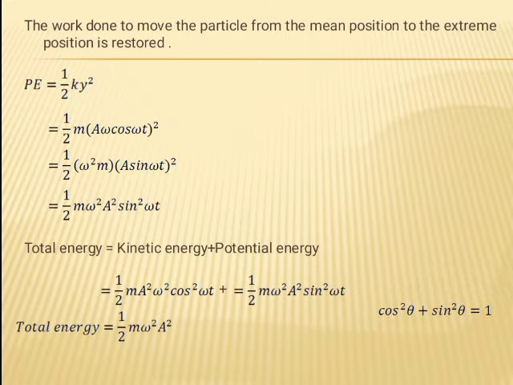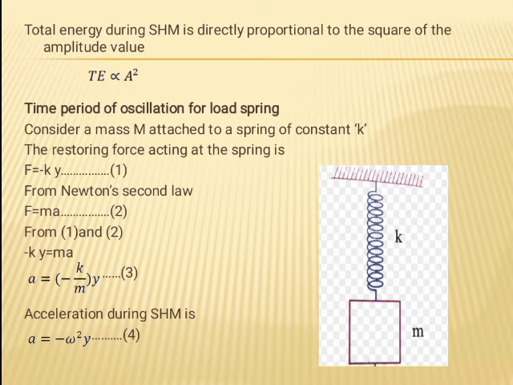So taking common, what happens? Total energy is equals to half m omega square a square, and this is the expression for your total energy. And coming to the conclusion that total energy during simple harmonic motion is directly proportional to the square of the amplitude value.